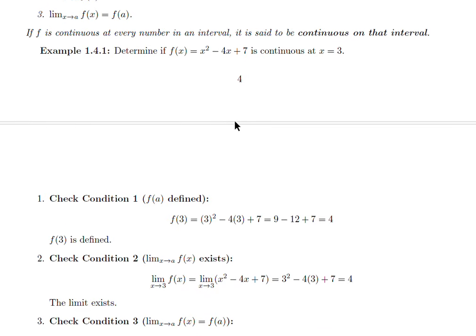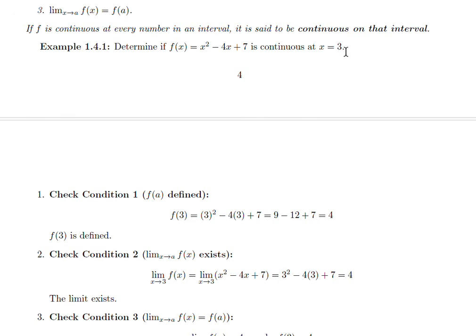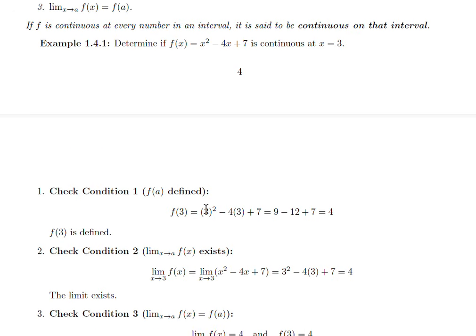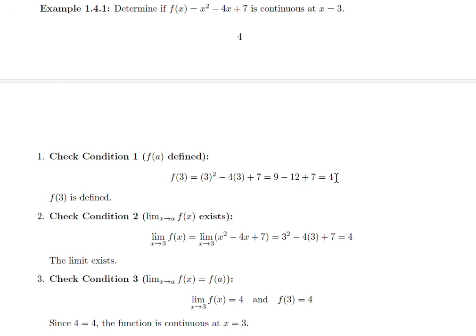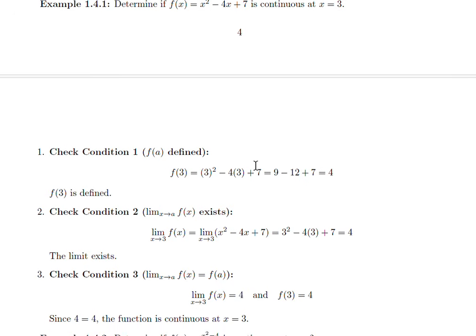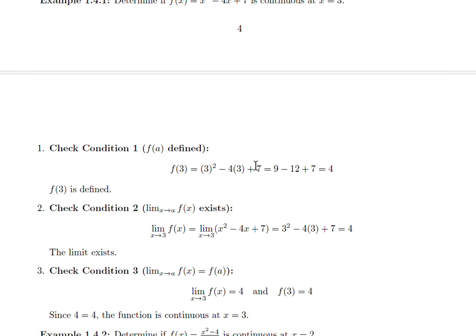So the first step is to check if f of a is defined. In this case, of course, our a is 3. So f of 3 means we'll substitute 3 into this function. We'll have 4. Of course, this is a polynomial function, and so its f of a will always be defined. The next step, we need to check for the existence of the limit of f of x as x tends to 3.